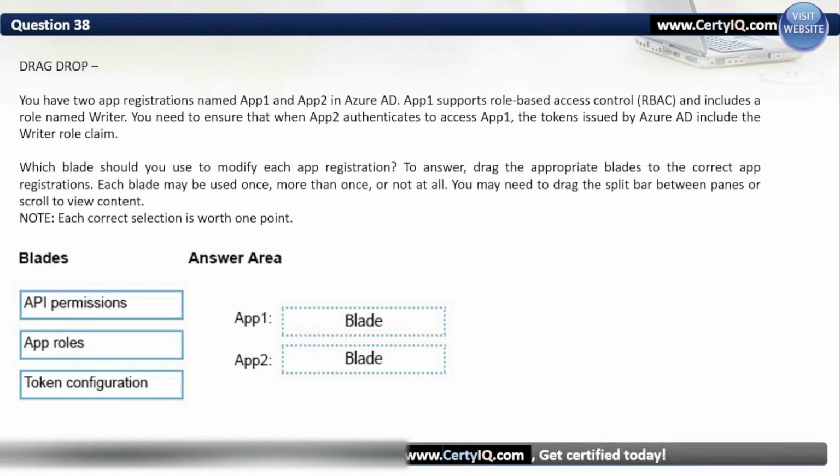To the answer area, App1. The correct option is app roles. To the next statement, App2. The correct statement is token configuration.